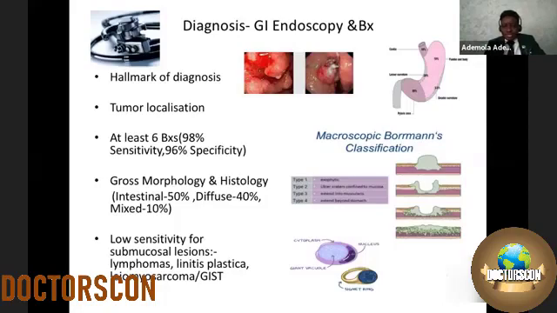Of course, we need to note that in submucosal gastric tumors, such as lymphomas, linitis plastica, and leiomyomas, as well as GIST, those 3 Ls, endoscopic biopsy may not be reliable if the mucosa alone is biopsied. So in those kinds of patients, we really recommend a core biopsy going deep within a particular spot to get to the submucosal layer to get an appropriate diagnosis.